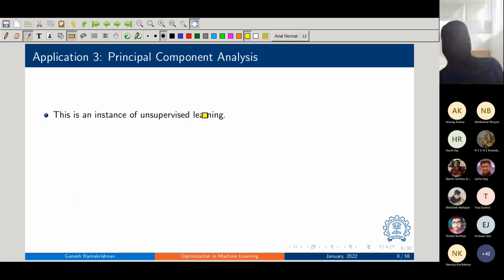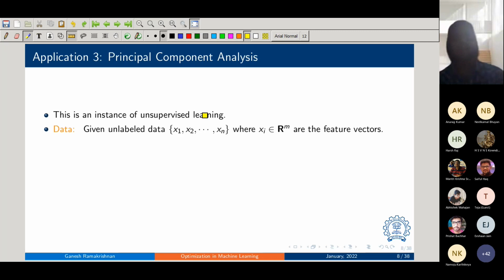The third is principal component analysis. This is again an instance of unsupervised learning. I'm going to give a simple description here. Again, I have some extra optional slides at the end if you don't have this primer already. What happens in principal component analysis is that you're given unlabeled data.